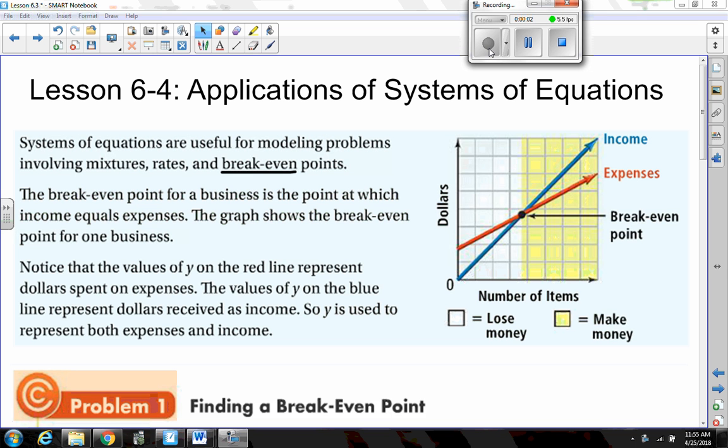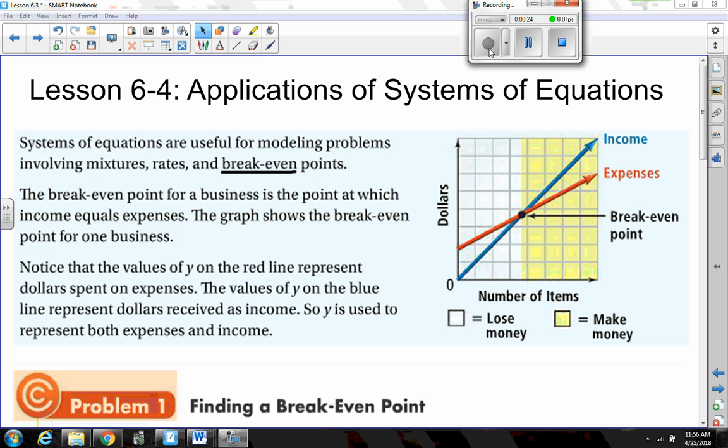All right, Algebra 1A students, welcome to part 1 of lesson 6.4, where we're going to be talking about real-world applications of systems of linear equations.